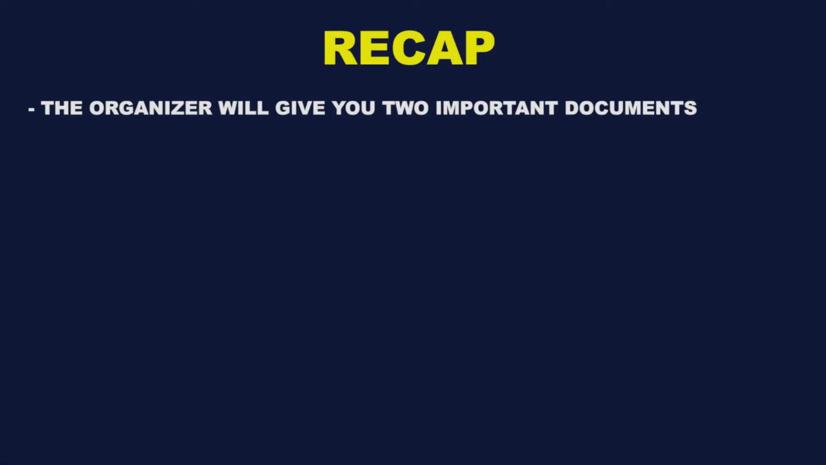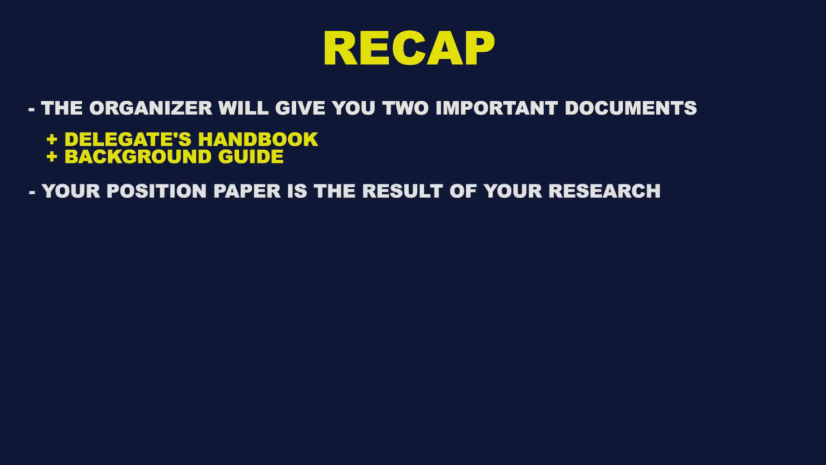So, let's recap what we've gone through today. First of all, we have established that once you are accepted into an MUN conference, the organizer will give you two important documents, the handbook and the background or study guide. Secondly, the first task you are to do before the conference itself is to do research, and you are required to write an academic document called a position paper, as a result, the culmination of your research.